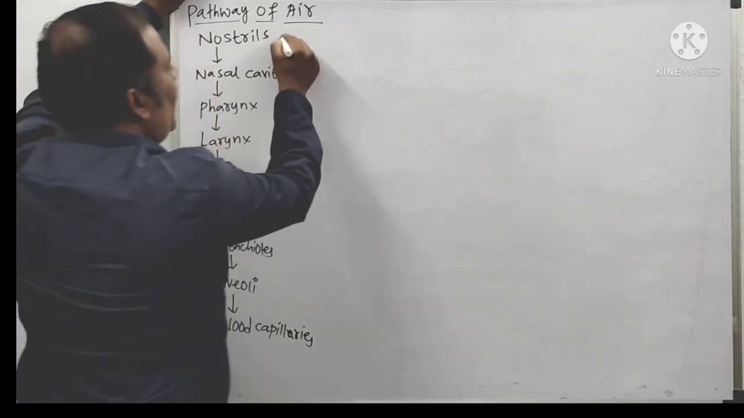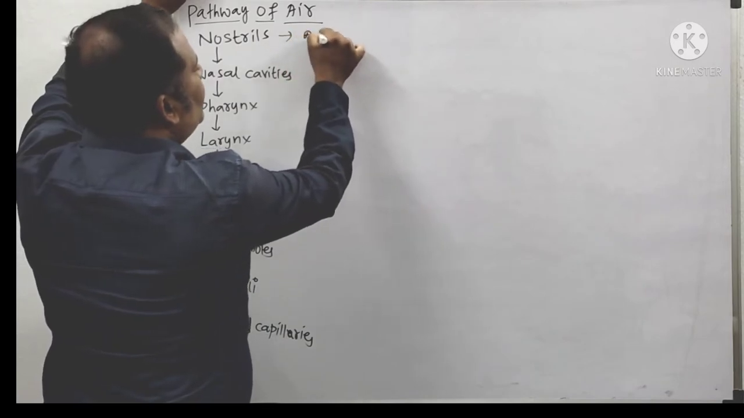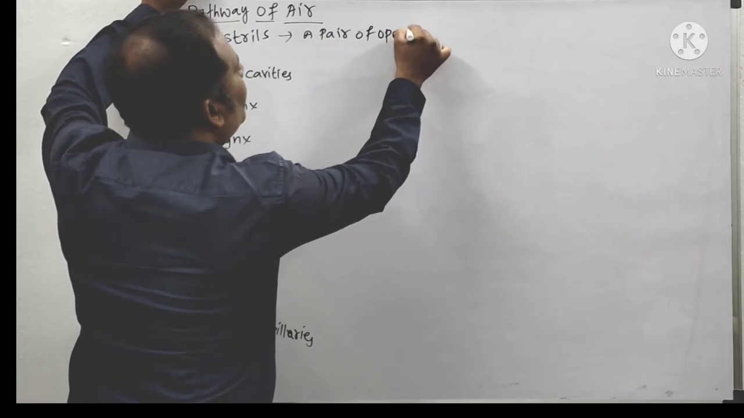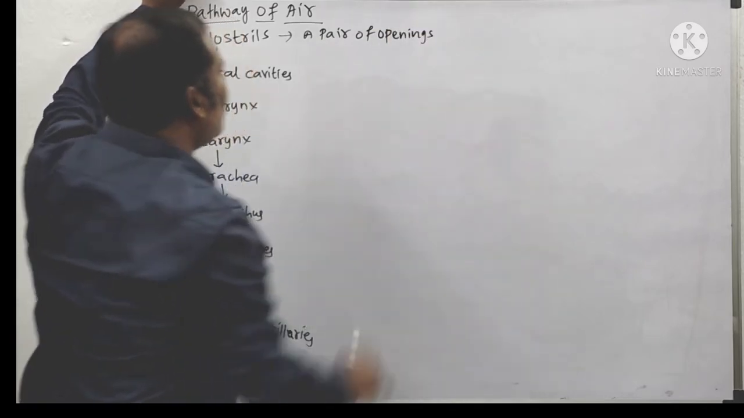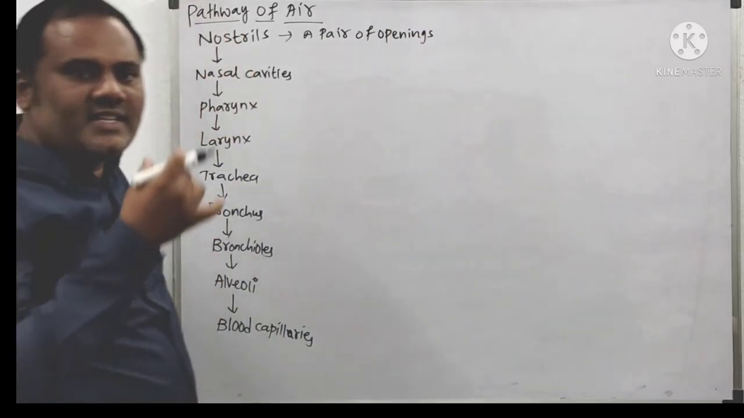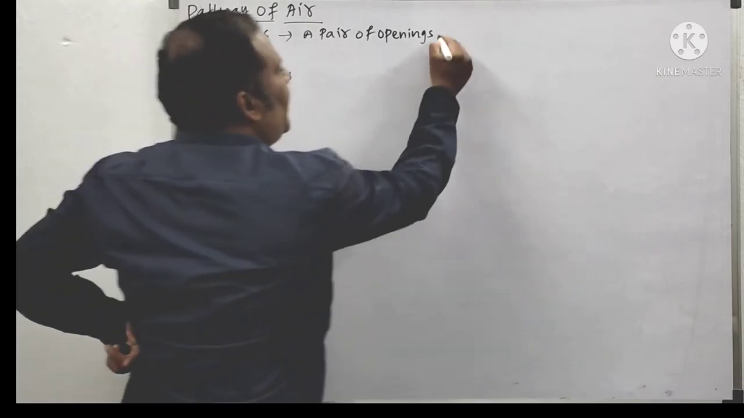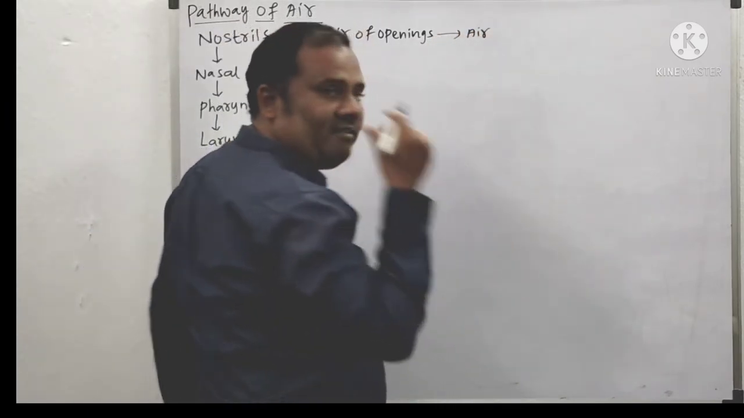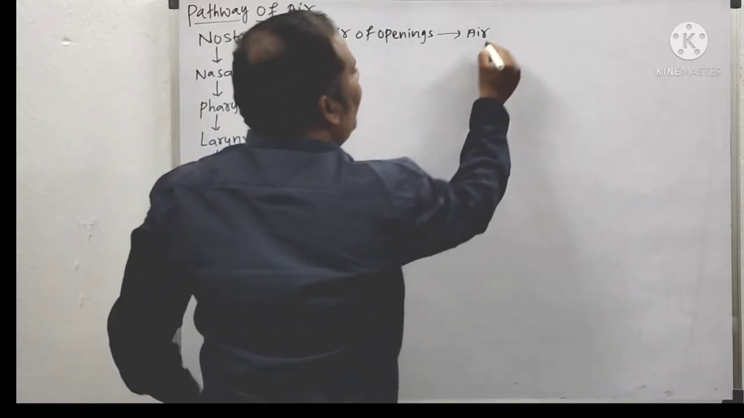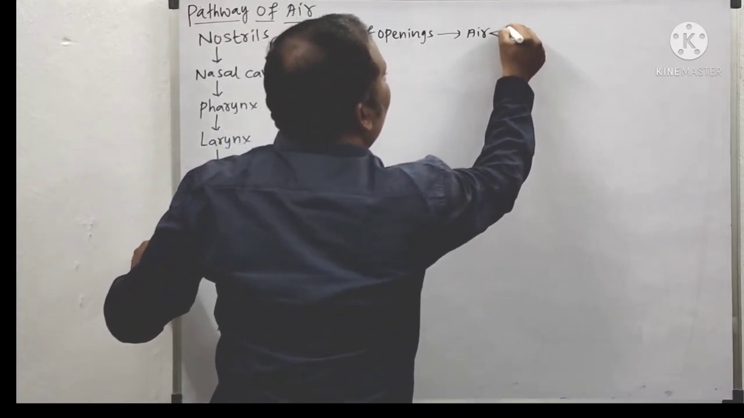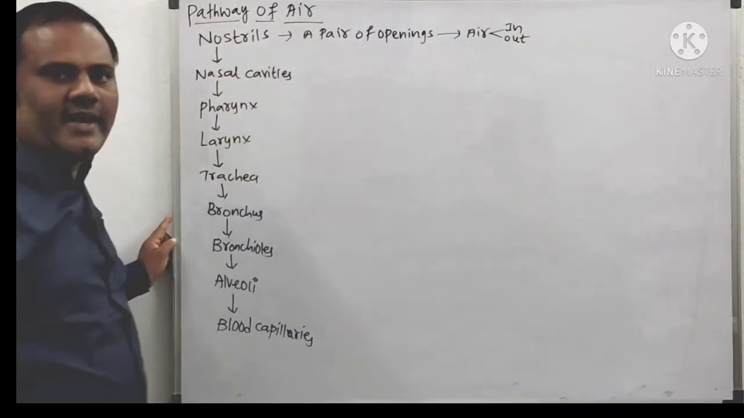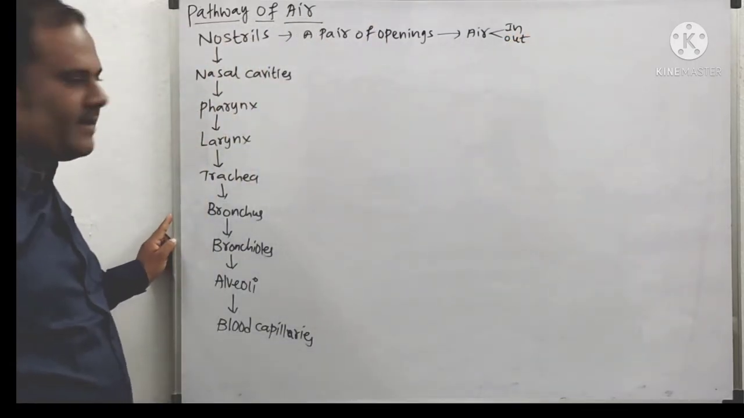First, nostrils. A pair of openings which are present in the nose are called what? Nostrils. These nostrils are useful to take the air inside. They are the pathway or gateway of what? To take the air in and to send the air out.